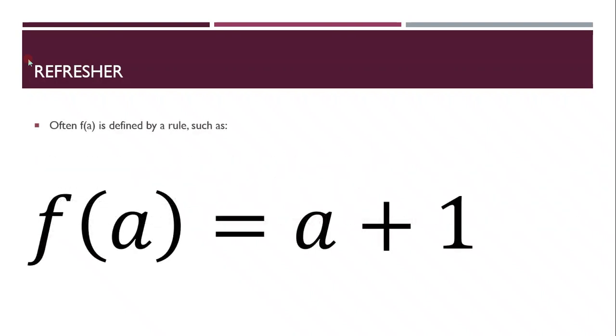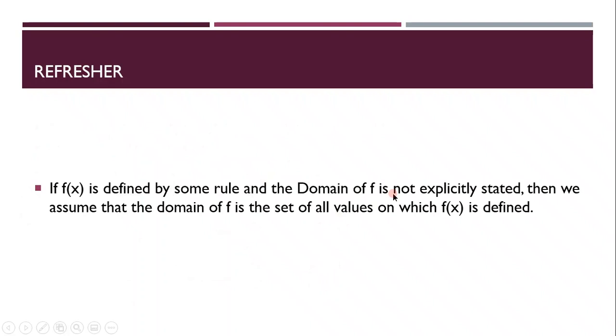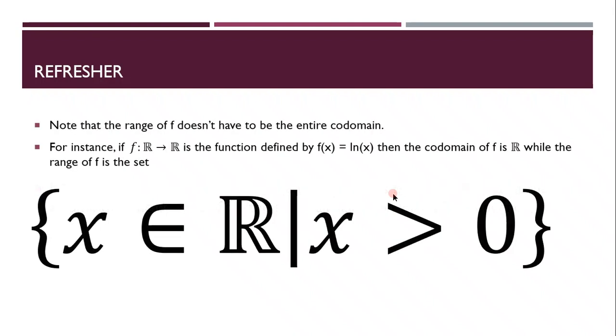So often f(a) is defined by a rule, such as a plus 1 or a squared or a cubed, whatever you want. Sometimes f(a) is defined by listing f(a) for each a that is an element of A. So for example, this could be your domain 2, 5, 9, and then you can write f by doing this. It's a list, it's still a function. If f(x) is defined by some rule, and the domain of f is not explicitly stated, then we assume that the domain of f is the set of all values on which f(x) is defined.